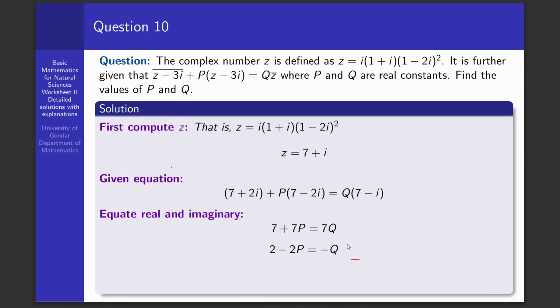Then solving this system of linear equations, we have the values of p and q, that is simply p is equal to 3 and q is equal to 4. Then whenever p is equal to 3 and q is equal to 4, this equation, that is z minus 3i bar plus p of z minus 3i, becomes q of z bar when z is this expression, or 7 plus i.